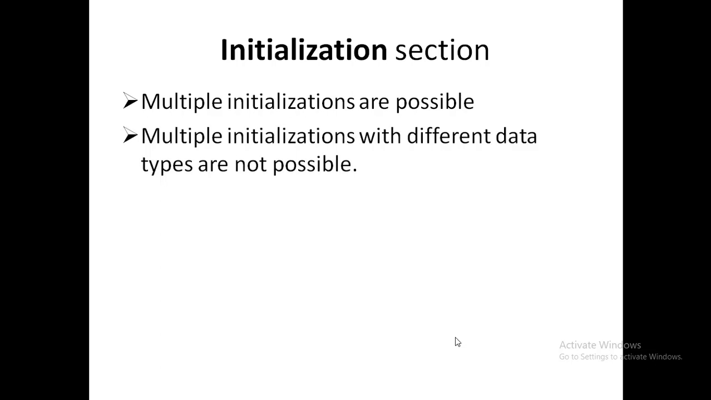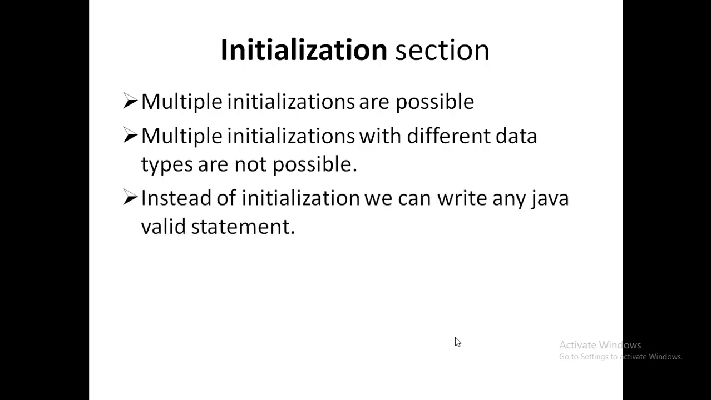And the initialization section: all three sections are optional. Suppose you consider the initialization section; now we will see how many ways we can declare initialization. Multiple initializations are possible, but they should not be different data types. You must use the same data type, and all initializations must be separated with a comma. All variables must be separated with commas, and the variables must be of the same type. We'll see all these points with an example.